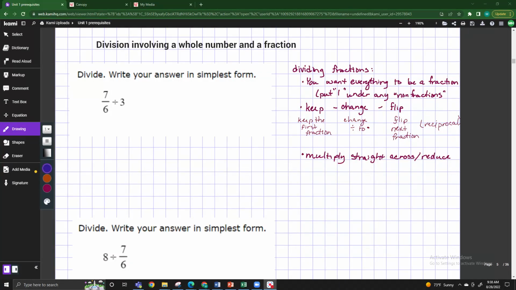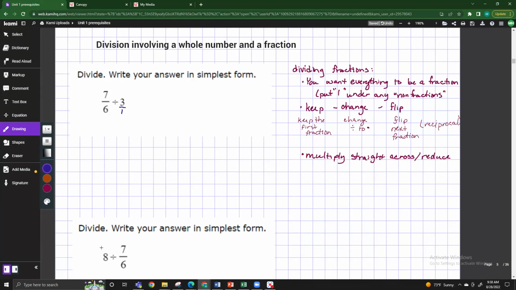All right, so we're doing division involving a whole number and a fraction. Whenever we're dividing with fractions, or if there's a fraction in the problem, we really do want everything to be a fraction. So anything that's not a fraction, we're going to put it over 1 and make it a fraction. So our general rules are off to the right, meaning what we have to do. So we want everything to be a fraction. So before I do anything else, I'm going to make this a fraction. We're going to do the next one afterwards.